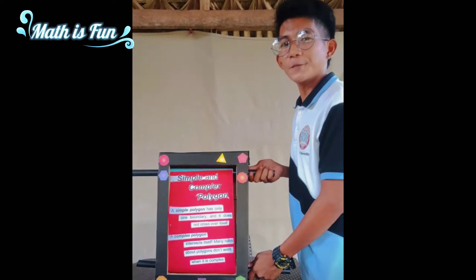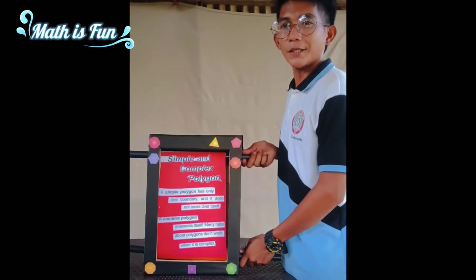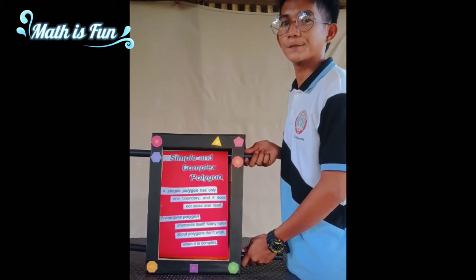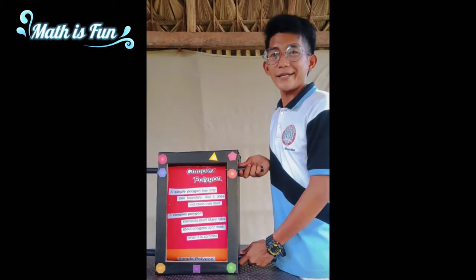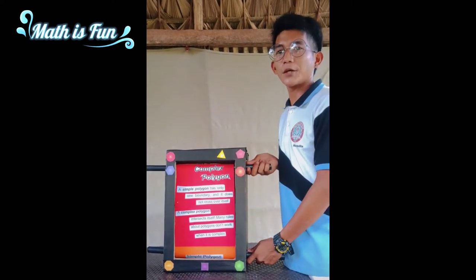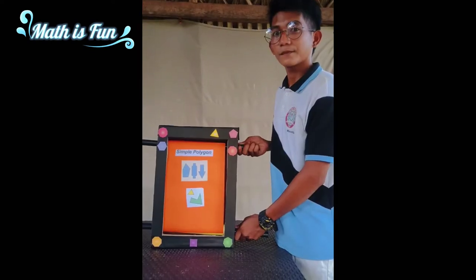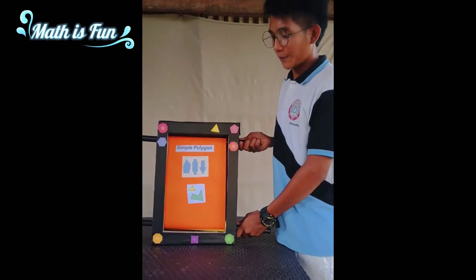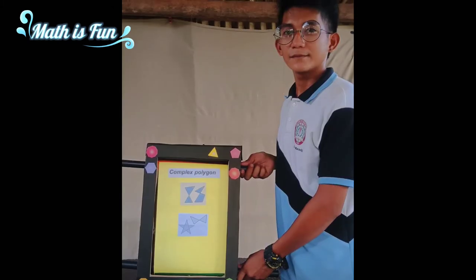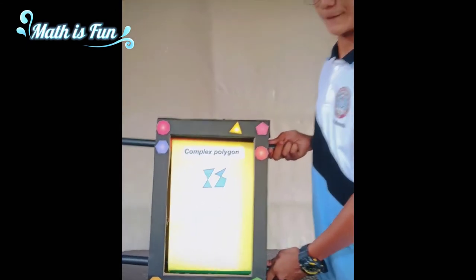Number 1, simple and complex polygon. A simple polygon has only one boundary and does not cross over itself, while a complex polygon intersects itself. Many rules about polygons don't work when it is complex. Here are the examples of simple polygon. Here are the examples of complex polygon.